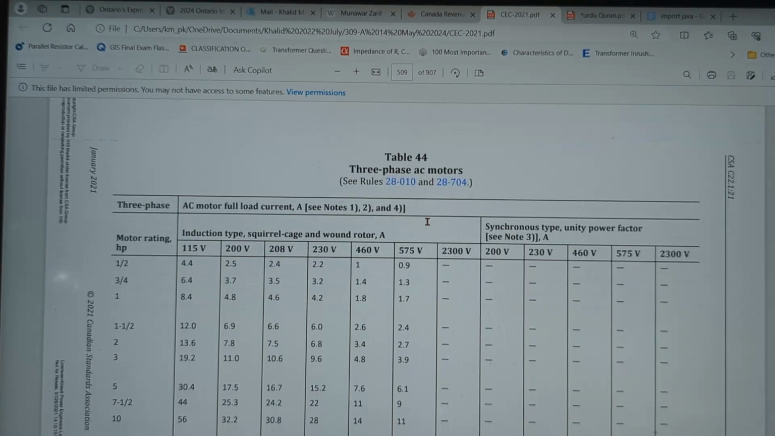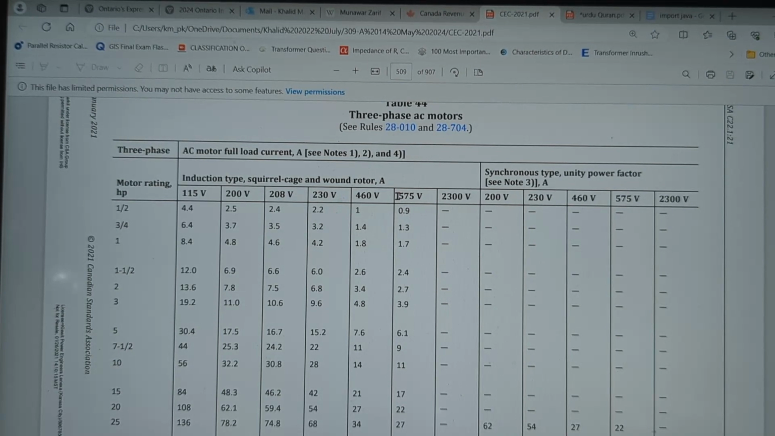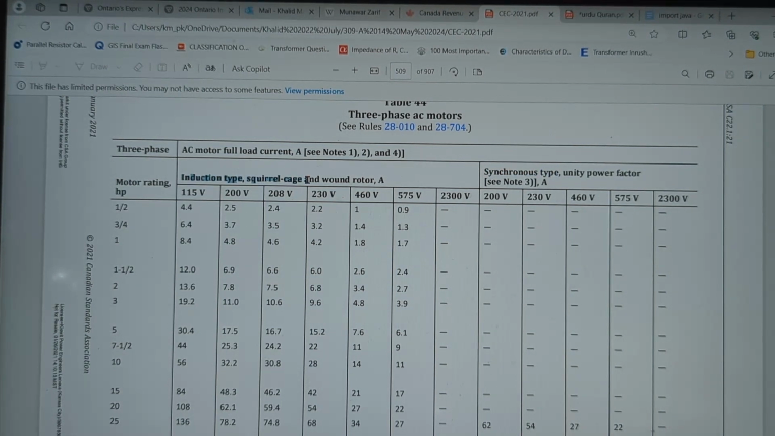Table 44. See, there's no 600, so whenever 600 is given, we use this column 575. So this is for three-phase motor. Be careful, sometimes we make mistakes. This is synchronous type motor. This is induction type and squirrel cage motor. So just pay attention.